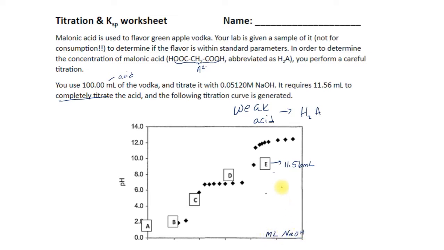Alright, so at point E we have added a total of 11.56 milliliters. That means halfway through the titration we would have added half as much. Now this is a diprotic acid, 2 protons, so halfway through the titration is the point where all of the initial stuff has been converted. So this is halfway. So in order to figure out the volume here, you just divide by 2. Half of that would give us the first midpoint. So it's going to be whatever C is divided by 2.